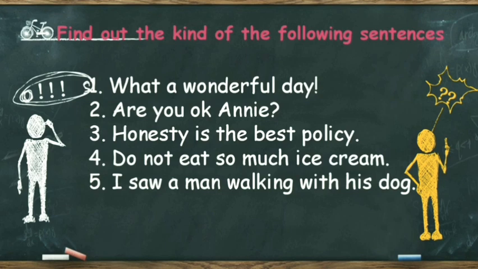I saw a man walking with his dog. This is an example of a declarative sentence because again it just gives information. That's it. I hope you all have written the correct answers.